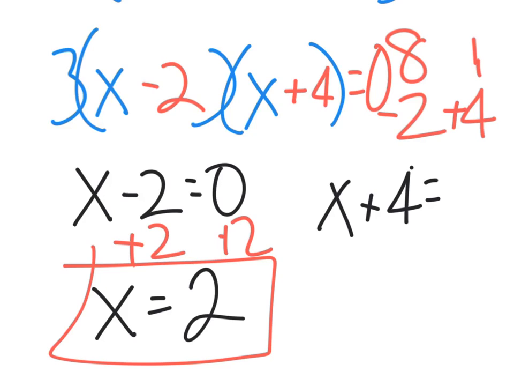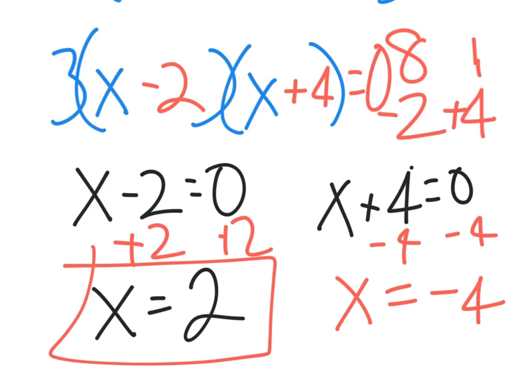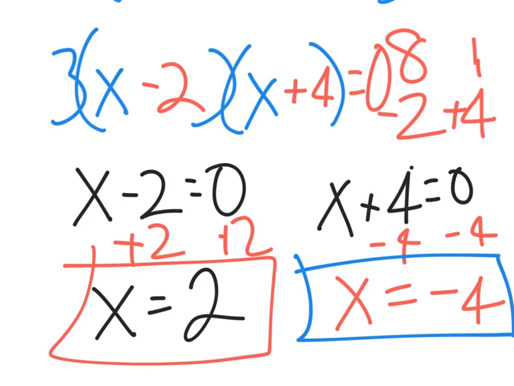All right, so we got x plus 4 equals 0. Let's subtract 4 from both sides. And x equals negative 4. Beautiful. We just found our second root. So this, ladies and gentlemen, is our answer.